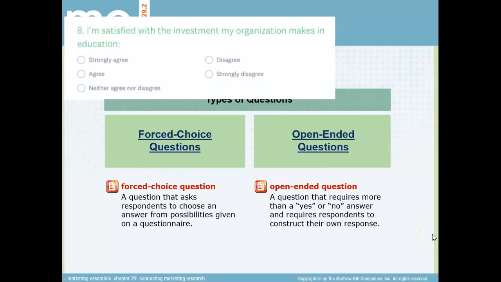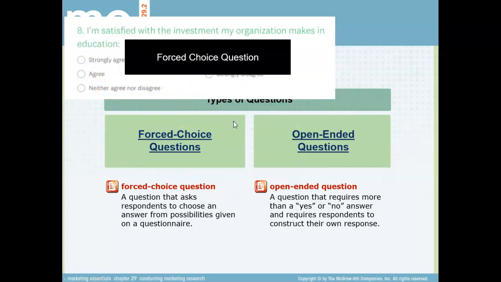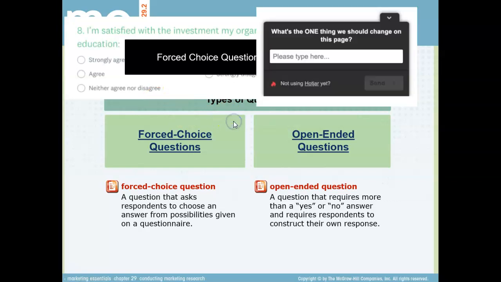So, right, I'm satisfied with the investment my organization makes in education. And this is one of those level of agreement questions that we kind of talked about briefly a minute ago. And however you answer, this is a forced choice question. However, what's the one thing we should change on this page? And this is referring to a page on a website. And you type your answer in here. It might be different for every person, and that is an open-ended question.